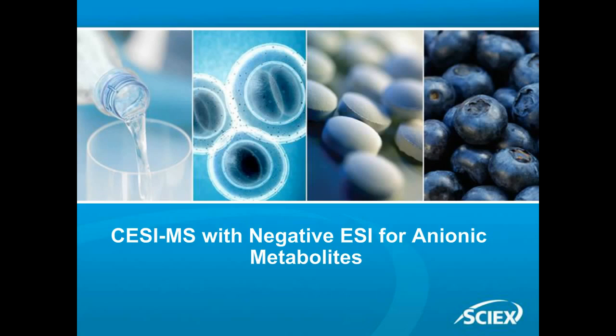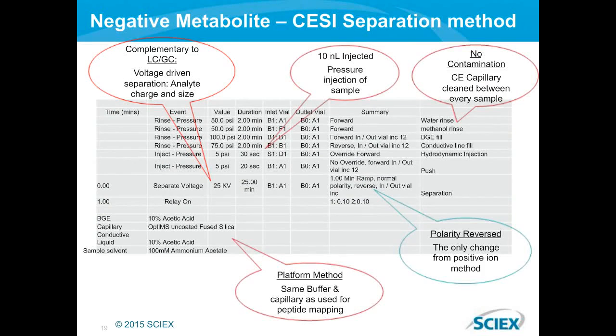So the one thing you do change in the method between the cationic and anionic screen is the polarity of the separation voltage, and you go to reverse polarity rather than normal. And of course, the other thing you need to do is change the polarity of your mass spectrometer and detect in negative electrospray rather than positive electrospray. And this gives you a breakdown of the method I used to assay samples for negative metabolites.